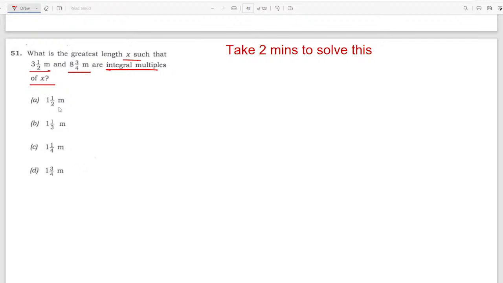One way to solve this question is to check each option and see whether when you divide these by it, you get an integer. For example, if you take 3 1/2 and convert it into an improper fraction, this would be 3 2s are 6 plus 1, 7/2. So if you divide this by 1 1/2, that is 3/2, this will give you 7/2 into 2/3. This will not give you an integer, so this option is wrong.